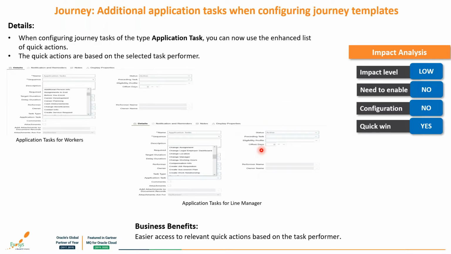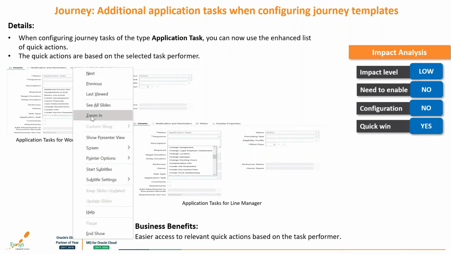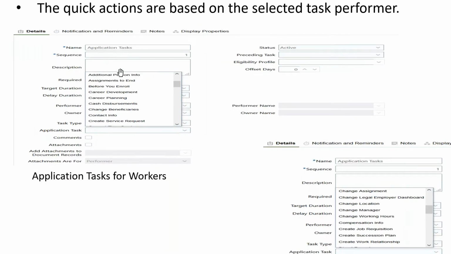Next in line, we have additional application tasks when configuring journey templates. When the HC team, like the human capital team, or a specialist or manager is creating a new journey, initially when they used to take application tasks, they had very few seeded options like additional person info. Based on the task owner who is going to perform the task, if a journey creator takes name as application task, they will receive these options like additional person information, assignments, and so on.